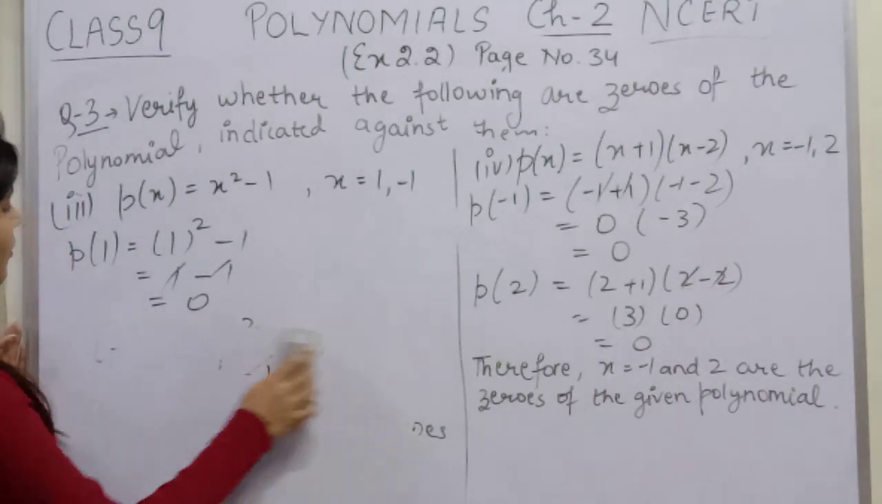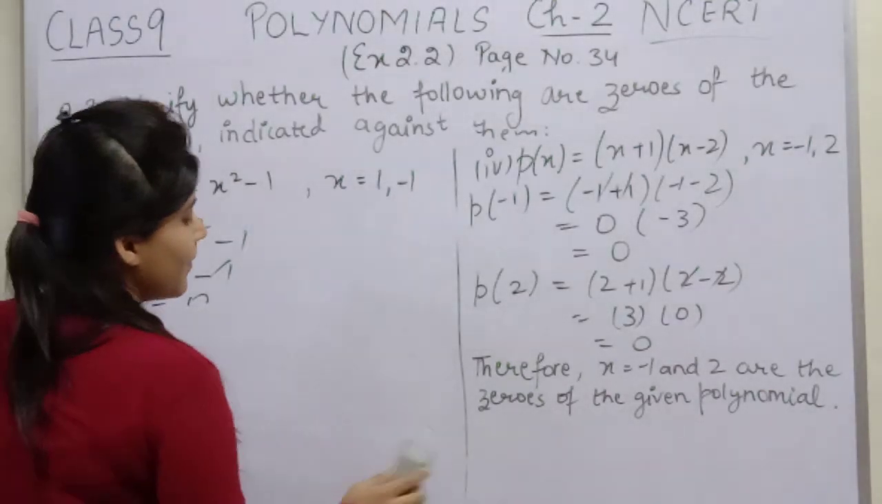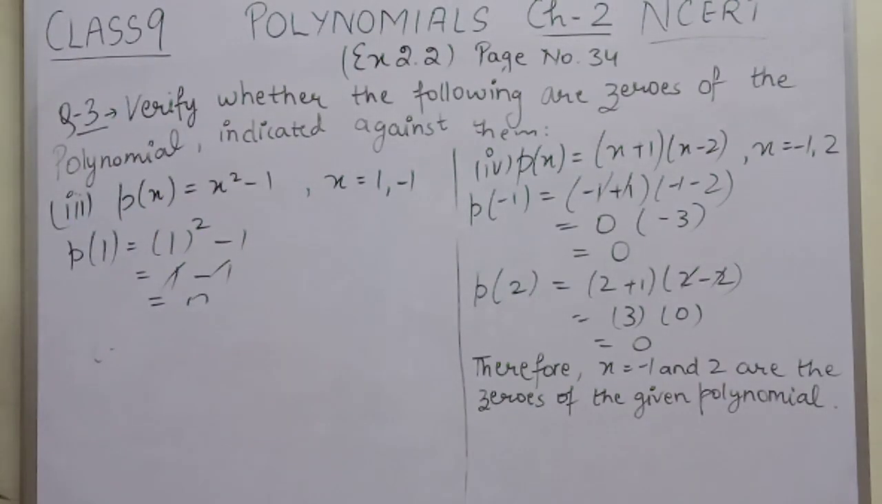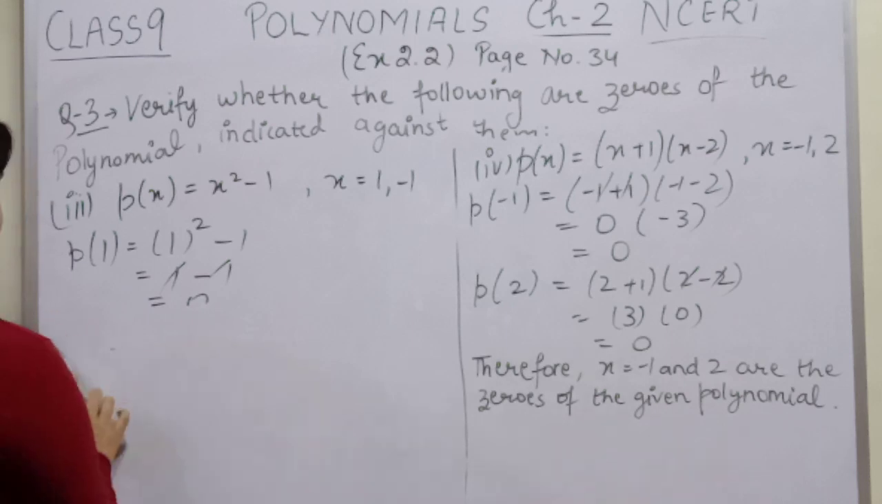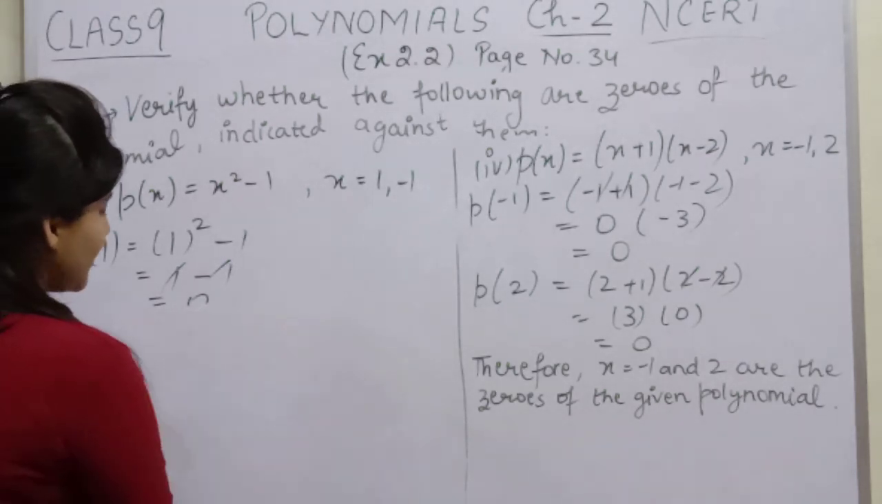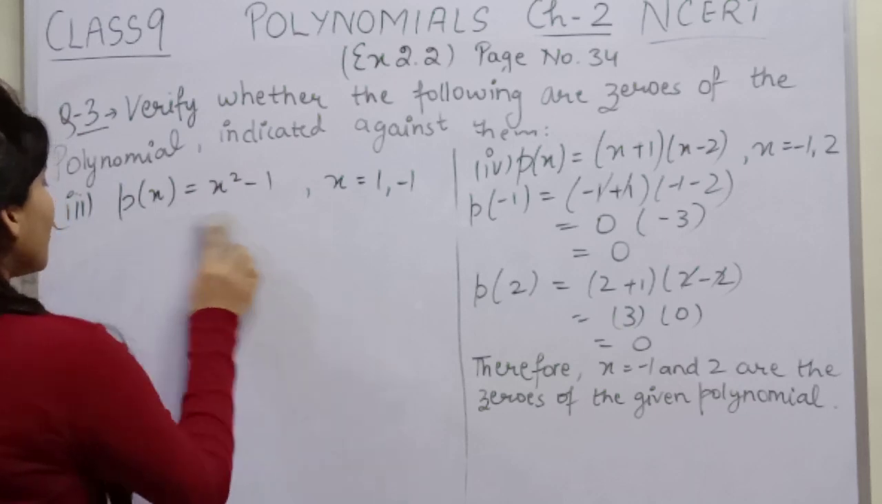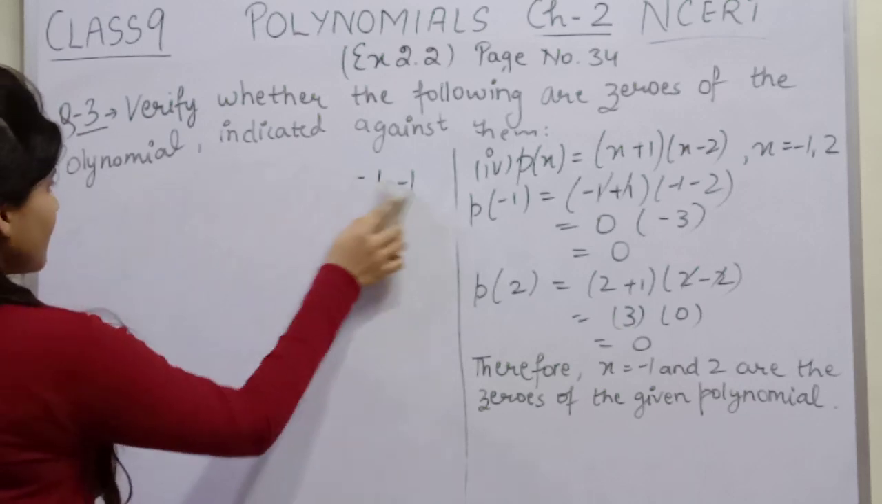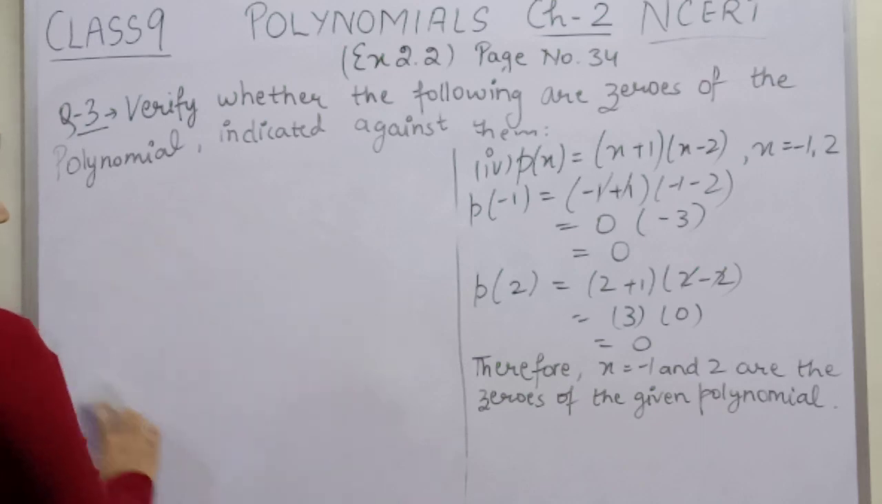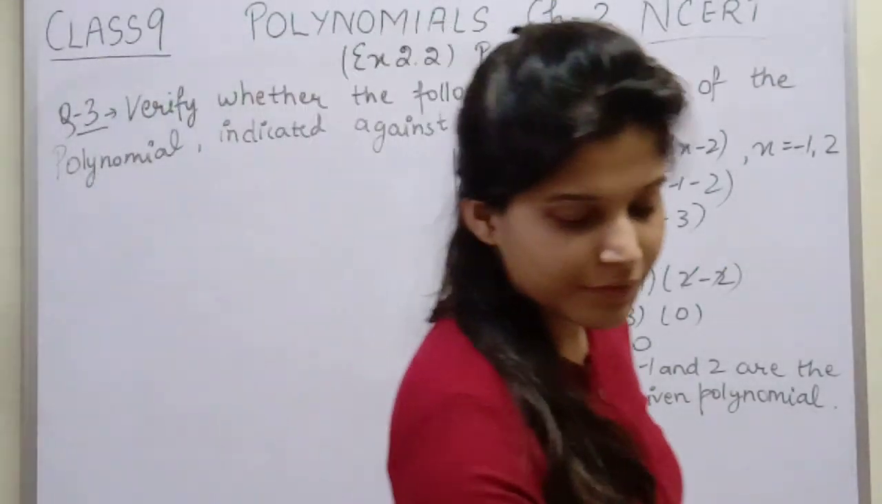So in this question, what does this question say? In this question we have to verify whether the following are zeros of a polynomial indicated against them. मतलब जो हमें values given हैं इस question में, we have to check whether they are the zeros of the polynomial or not. Right? So let's start with part number 5 now.